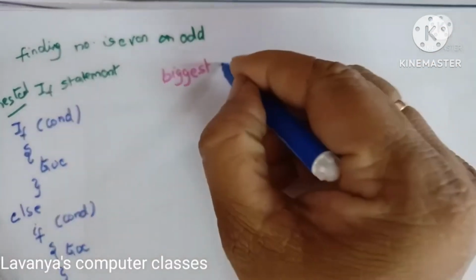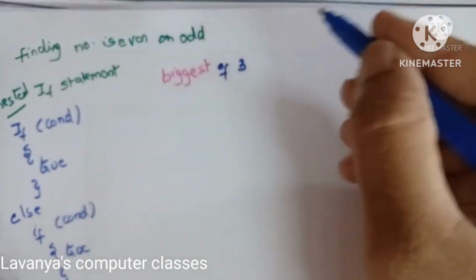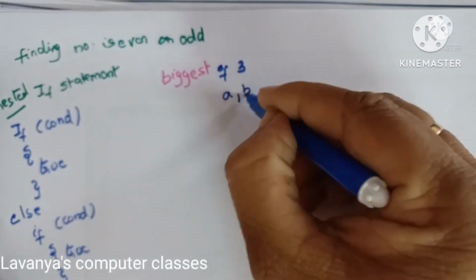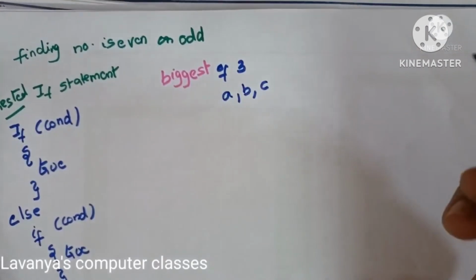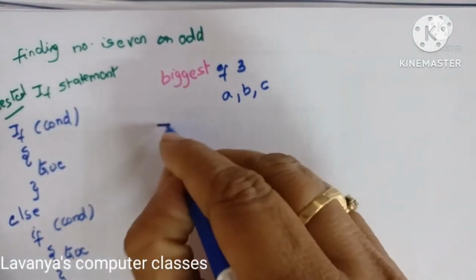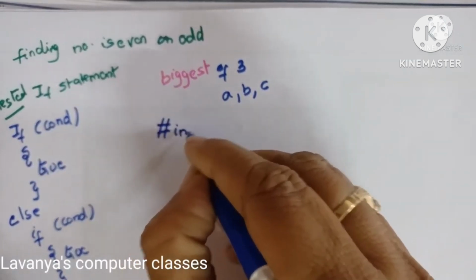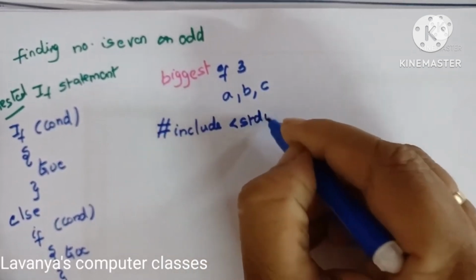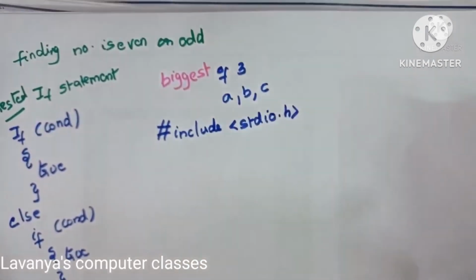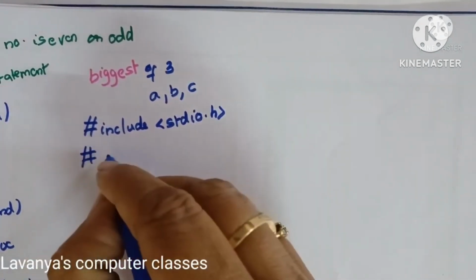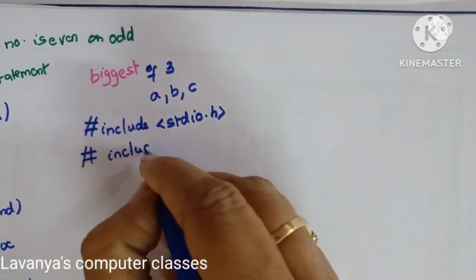Now we'll explain the biggest of three numbers program. So biggest of three numbers means what are the inputs? Inputs we need are three numbers A, B, C. In these three numbers, I want to find out which one is the biggest. So how can you write the program? Every program starts with hash include stdio.h. Then the second line is hash include conio.h.